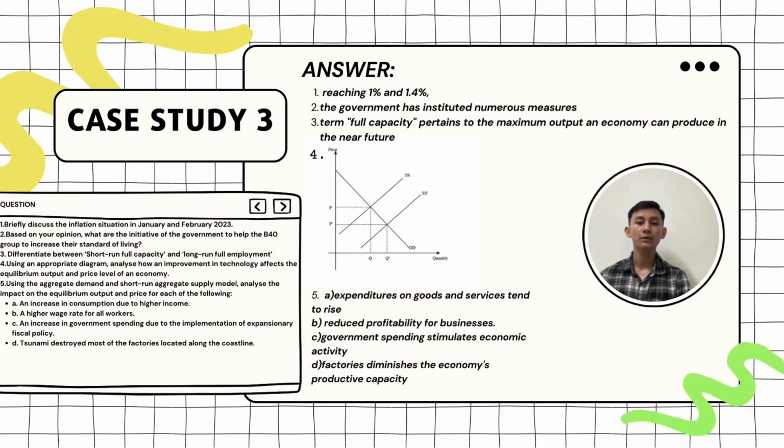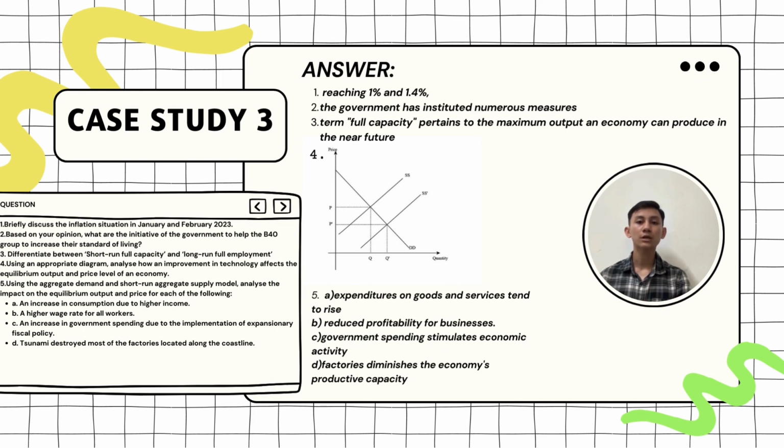Answer for question 2. In my opinion, the government has instituted numerous measures to enhance the living standard of the B40 demographic. An exemplary endeavor is the augmentation of the SSR by the Ministry of Human Resources in collaboration with SOCSO.